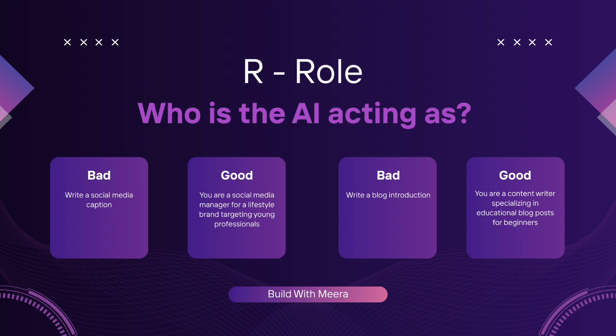Now let's look at these two examples. In the first set of examples, I have a good and then a bad prompt. Now, the bad prompt says, "write a social media caption." Now, this will give an okay output because the AI will just produce a generic output. But when I say "you are a social media manager for a lifestyle brand targeting young professionals," now this would give you an output from the perspective of a social media manager for a lifestyle brand.